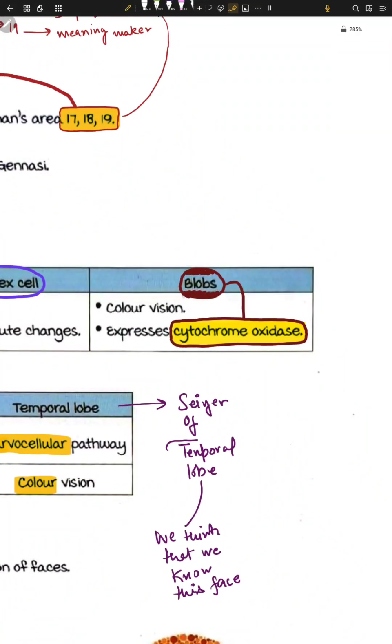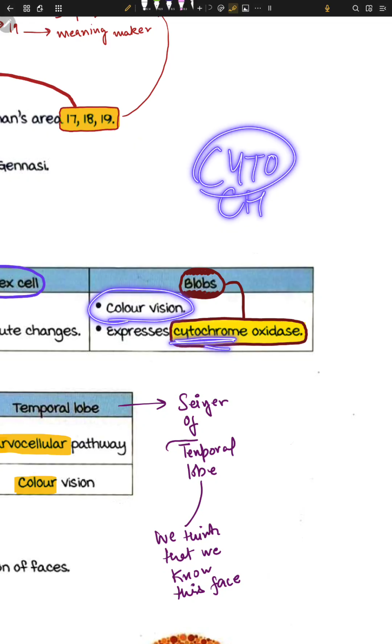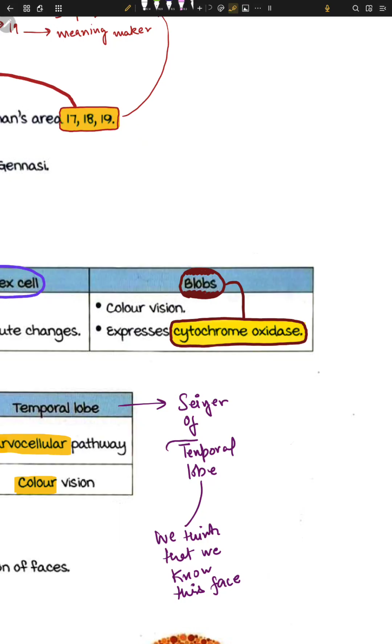What about blobs? Blobs are responsible for color vision, and they express something called cytochrome oxidase. Without this enzyme, you would not be able to see color. So it is very important. Cytochrome: cyto means cell, chrome means color, oxidase means it oxidizes, right? So they express cytochrome oxidase, which is very important. So blobs are color, and they do this with the help of cytochrome oxidase.